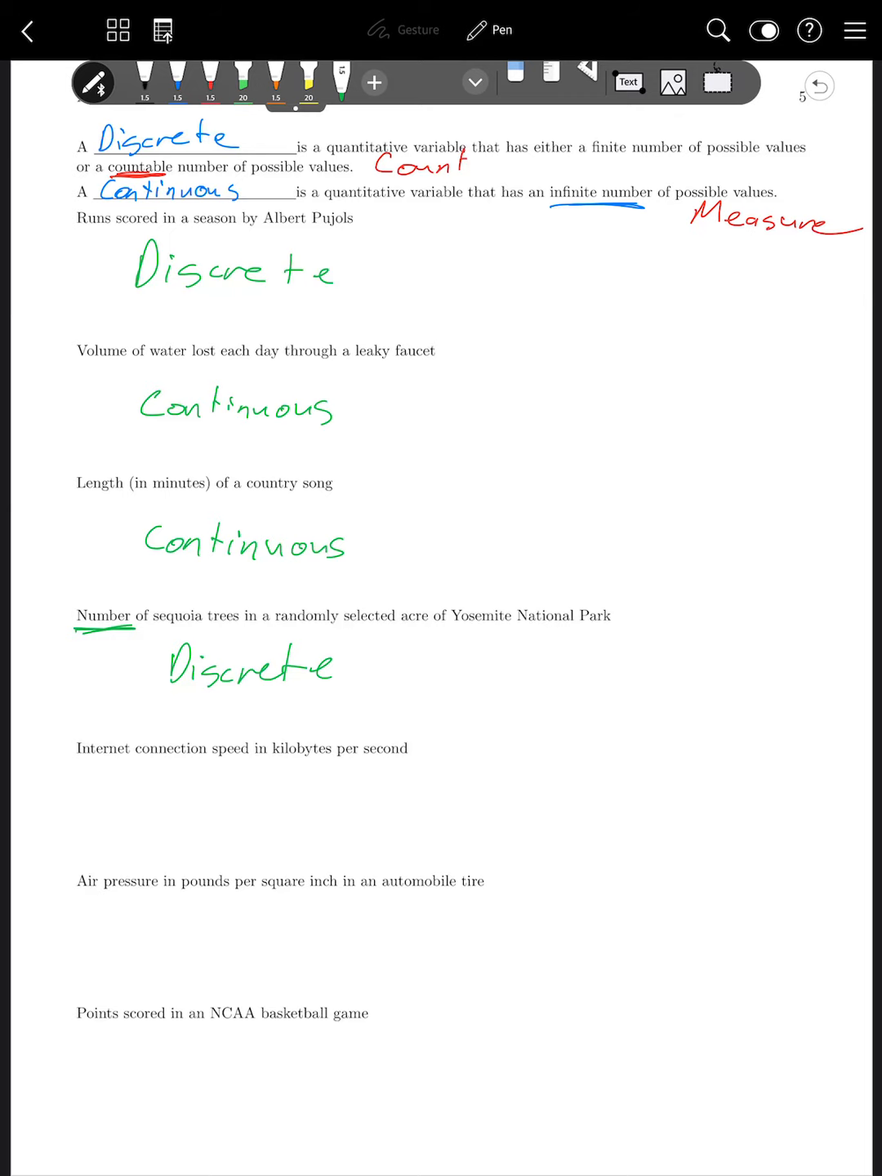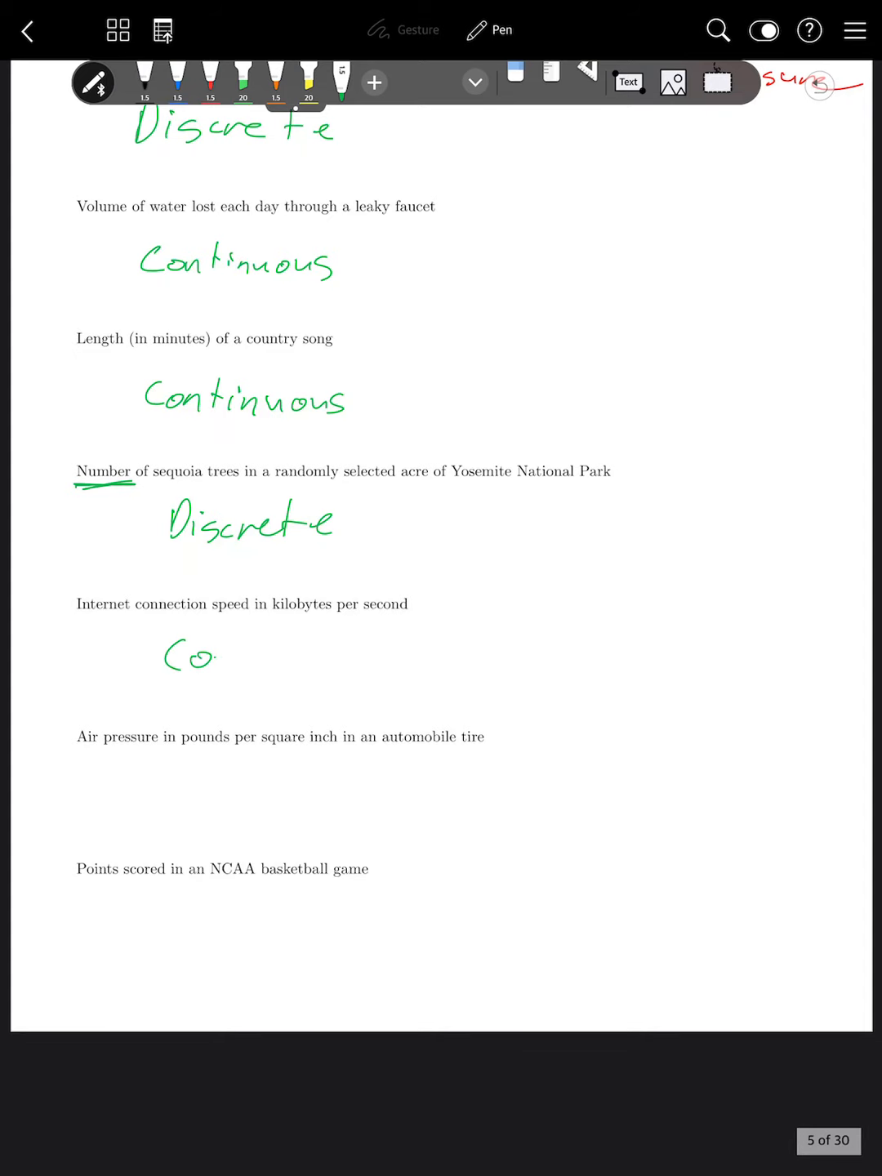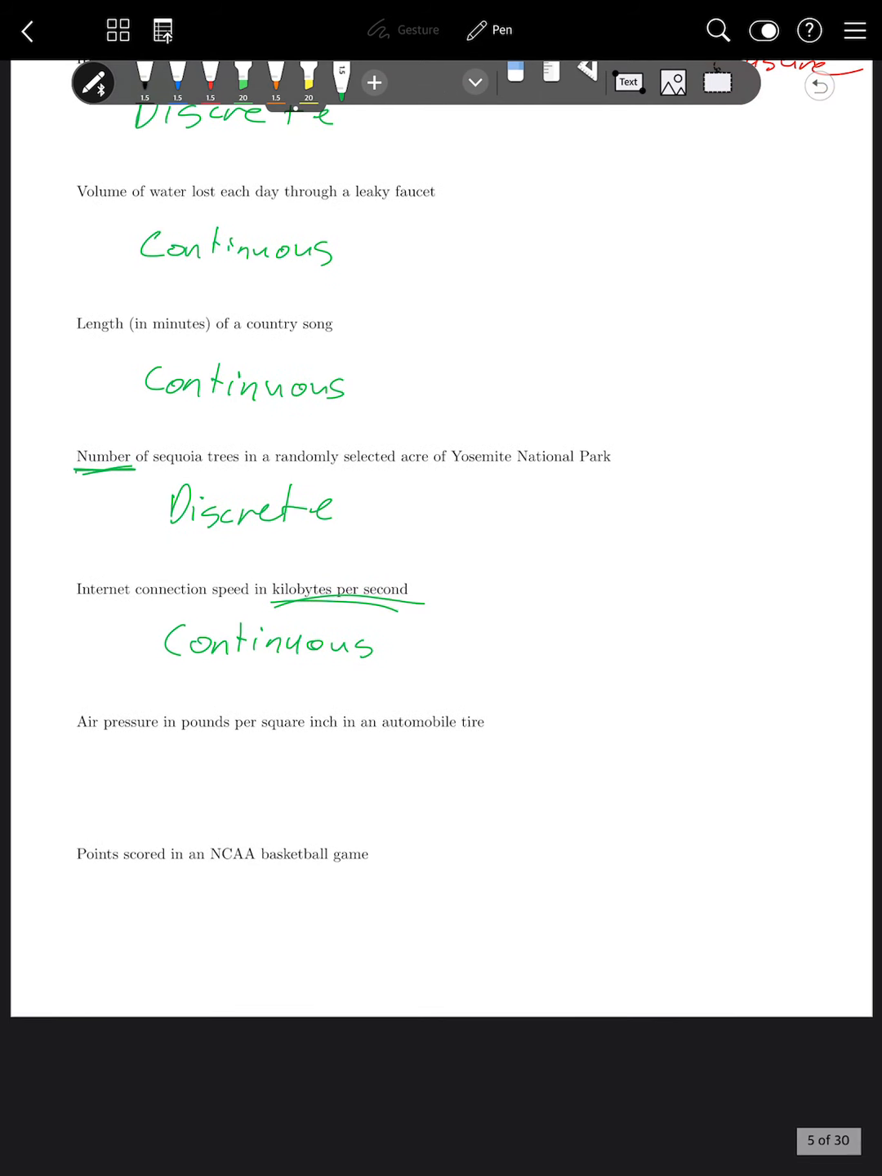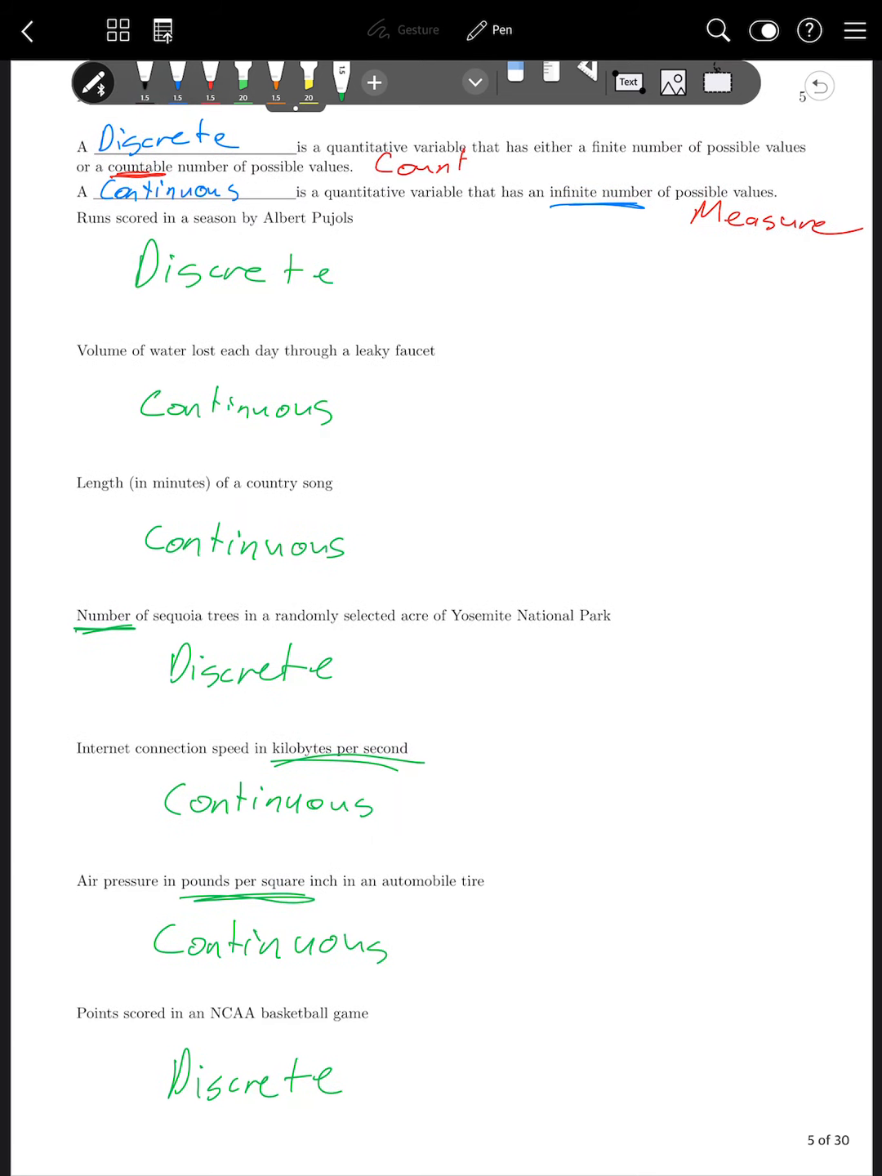Internet connection speed in kilobytes per second. That's continuous because that's something we're measuring. If you're given a unit like kilobytes per second, that's a pretty good sign that it's going to be continuous. Not always, but most of the time when you're given a scientific unit. Air pressure in pounds per square inch is continuous because we measure that. We've got a scientific unit here. And points scored in NCAA basketball is something you count. So that's discrete. Okay. So that's the idea between those.